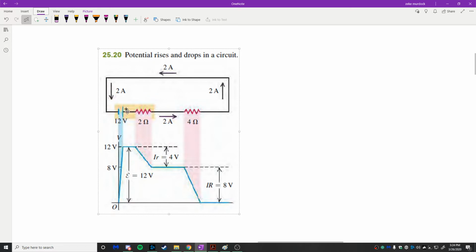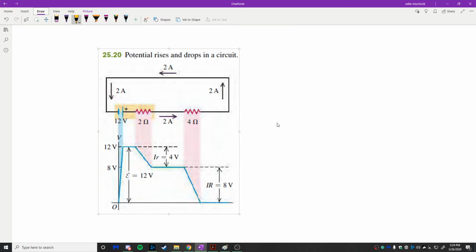And then we cruise along this segment of the wire. There's nothing there. But then when we get to the 2 ohm resistor right here, it's going to use up some of the energy of our battery. So there's going to be a voltage drop, and the size of the voltage drop is equal to IR. This was where we had that equation. I'll write it again down over here to the right.